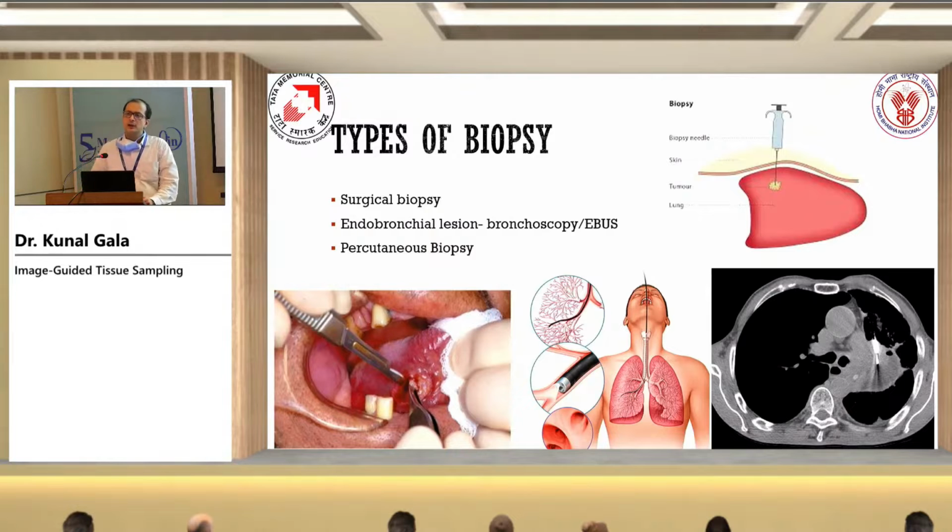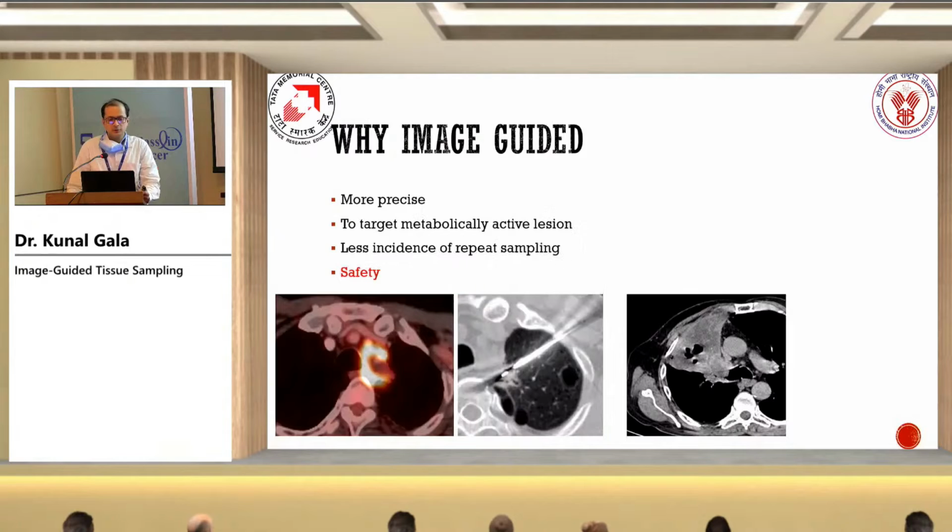So there are different types of biopsies which are available. It could be surgical biopsy, it could be endobronchial biopsy with the help of bronchoscopy or EBUS guided biopsy. And a third, which the radiologists are interested in, is percutaneous biopsy. Percutaneous biopsies could be in the form of either ultrasound guided percutaneous biopsy or CT guided biopsy, that I will be coming to later.